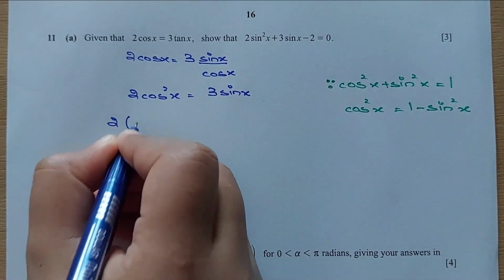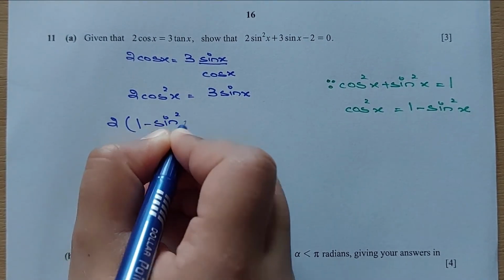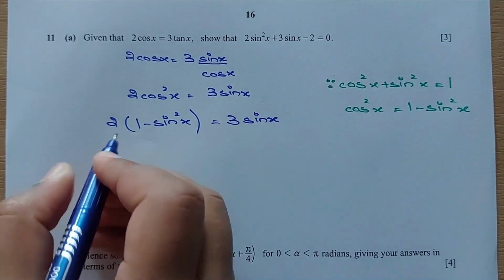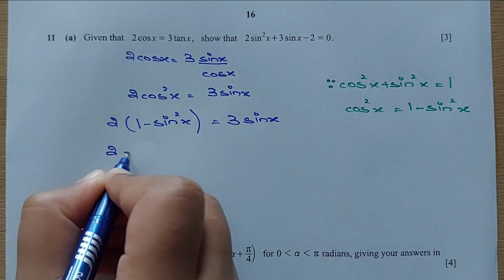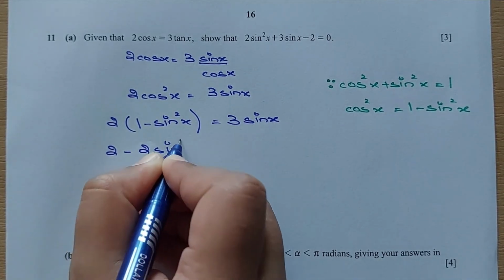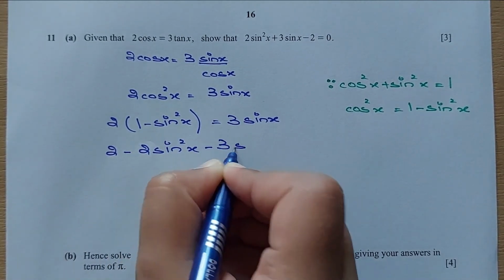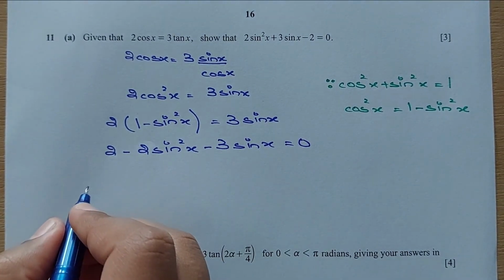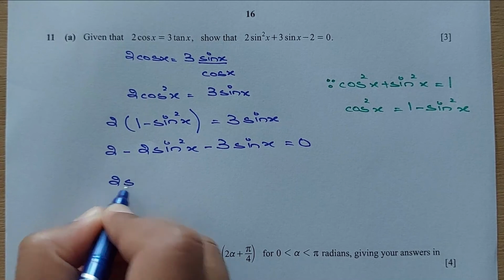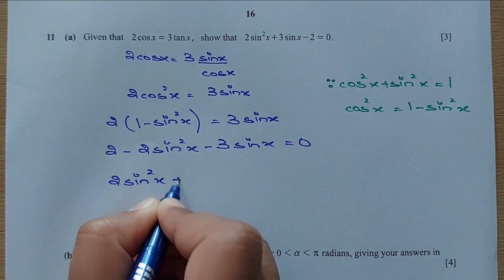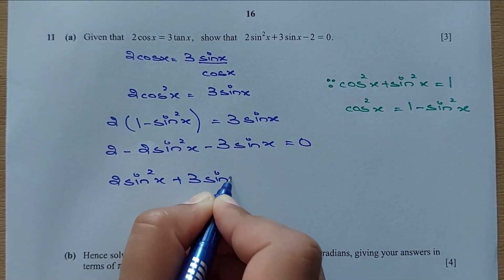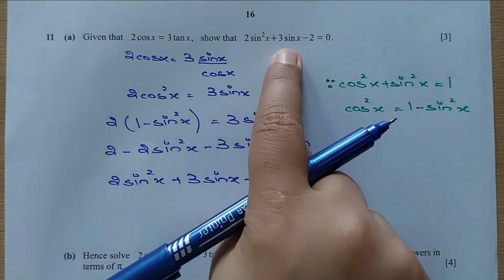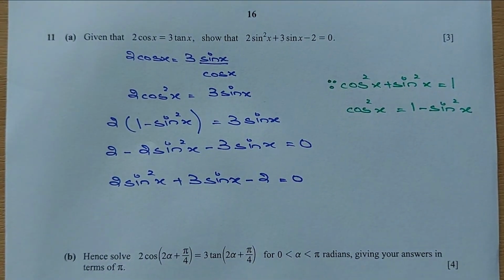So 2 times this is 1 minus sine square x equals 3 sine x. Okay, so 2 minus 2 sine square x minus 3 sine x equals 0. Let me arrange the terms by taking the negative sign common. So 2 sine square x plus 3 sine x minus 2 equals 0. So we have shown that this term equals this, right?